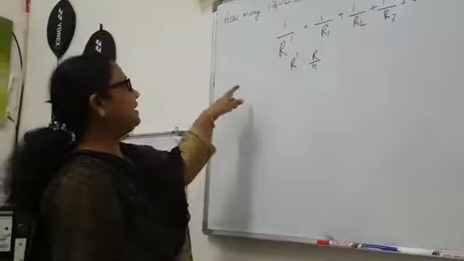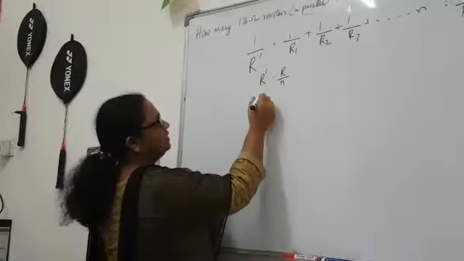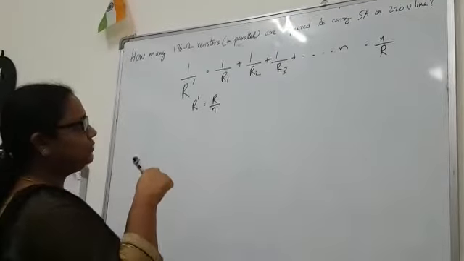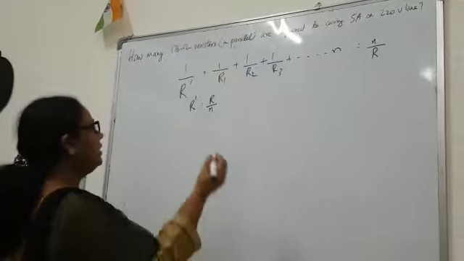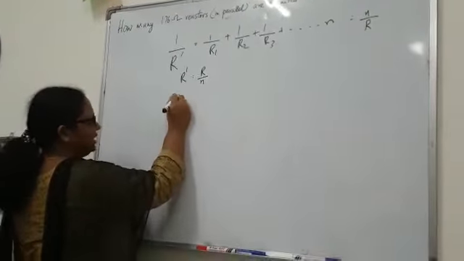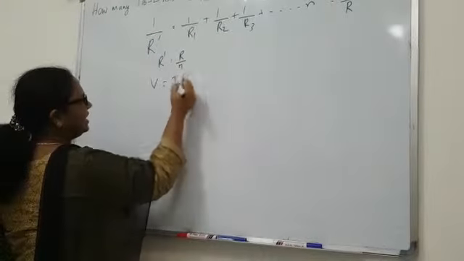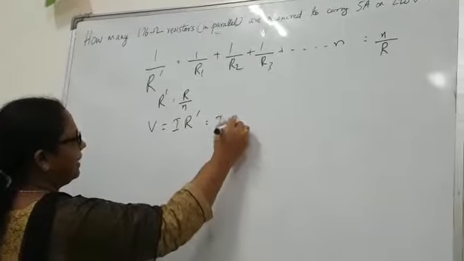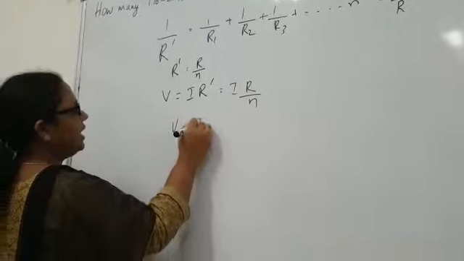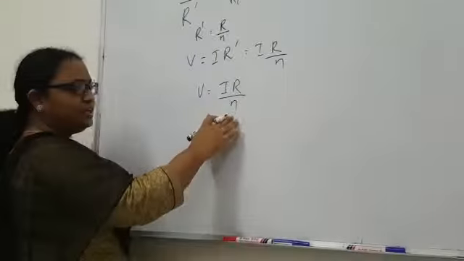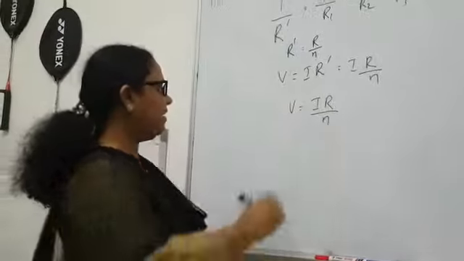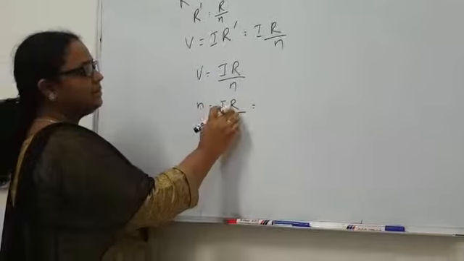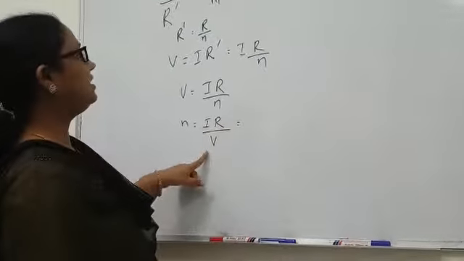Now we have to calculate the number of resistors. The current is given as 5 ampere and the potential difference is V. If we know I and V, we can find out R'. So using Ohm's law, V = I R'. We know that R' is nothing but R by N. So V = I into R by N. We need to find the number of resistors, so we need N. N = I into R by V. I is the current, R is the resistance, and V is the potential difference.